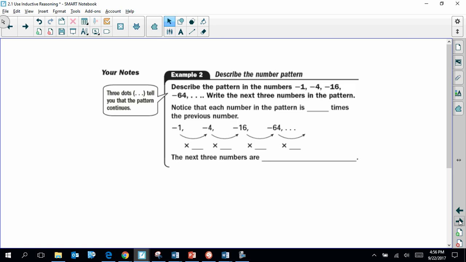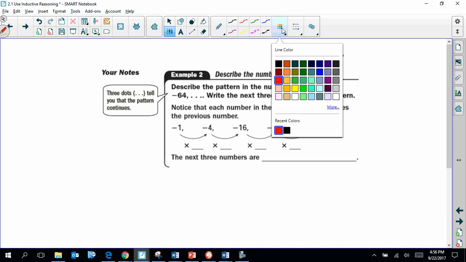Starting from -1 to -4, the numbers are getting smaller. To go from -1 to -4, I could subtract 3. So if I look between those two numbers, I can say -1 minus 3, and that gives me -4.